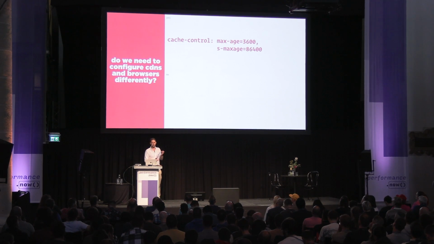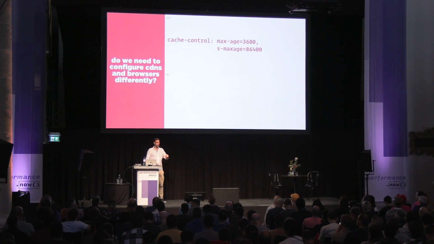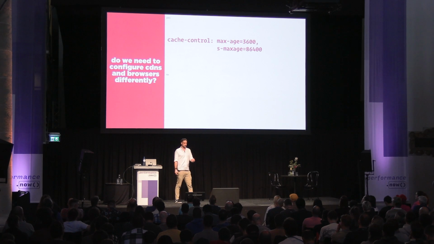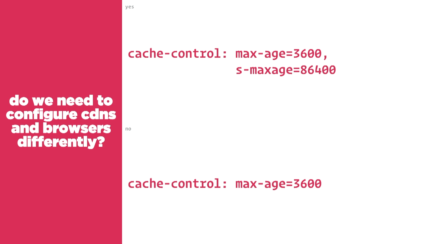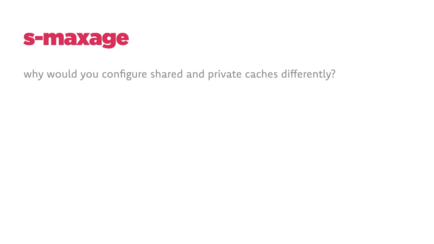What we're doing here is saying, well, a user, a visitor to your website, can store a file for an hour. That's 3,600 seconds. A CDN can keep the file for a whole day. That's 86,400. If you don't want that, if you just want the same caching rules everywhere, you wouldn't use s-maxage. You would just fall back to using max-age on its own. So s-maxage, shared max age, with that annoying pesky hyphen problem, answers the question, why would you want to configure your shared and private caches separately anyway?